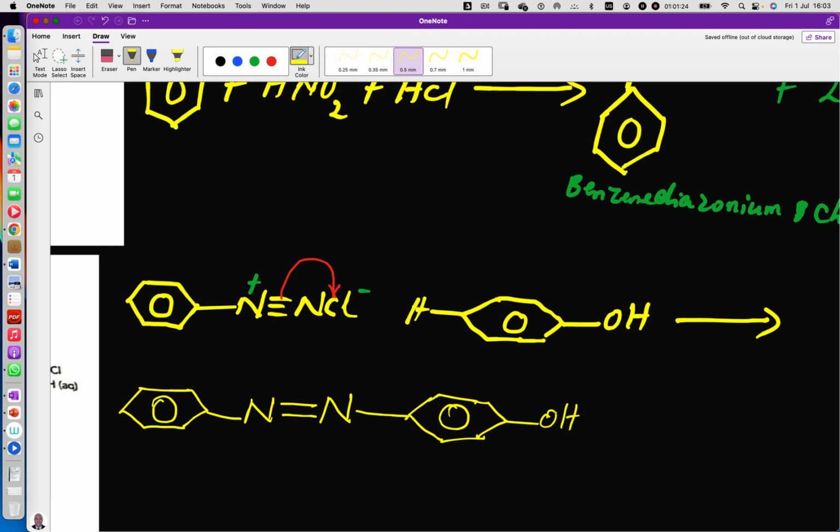So that is plus hydrogen chloride. That is plus the hydrogen chloride gas that is released.